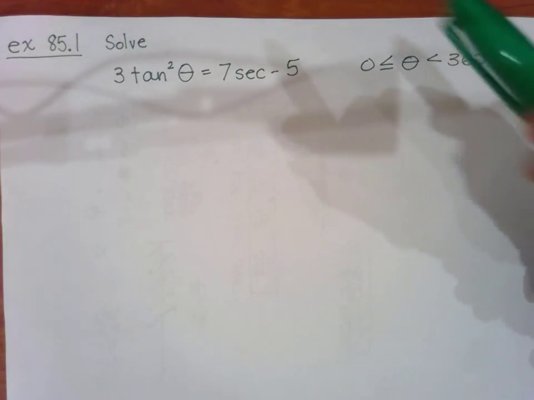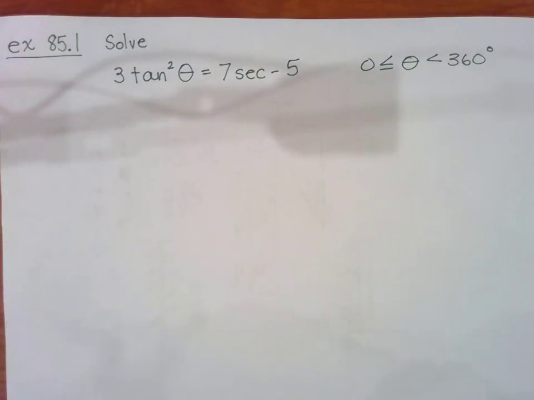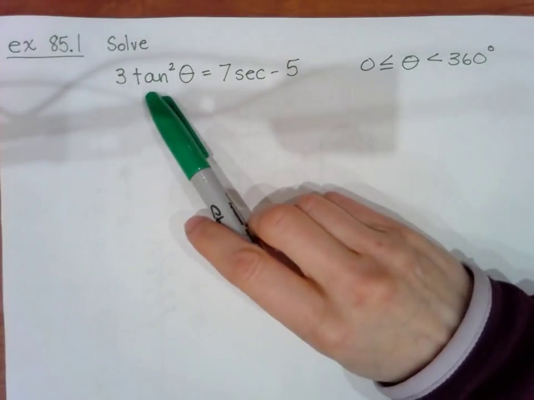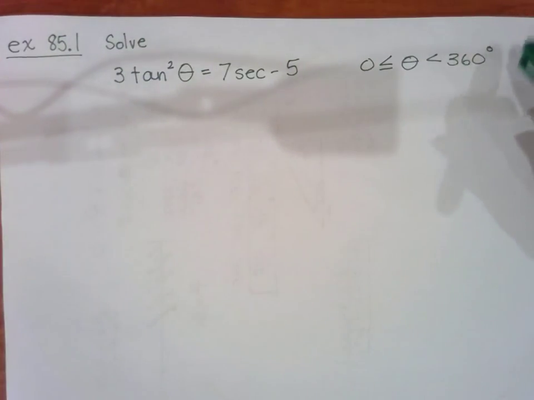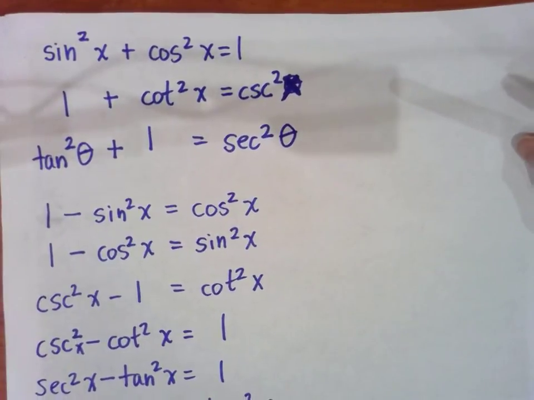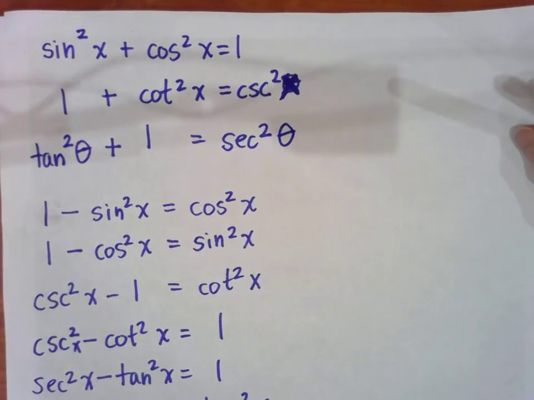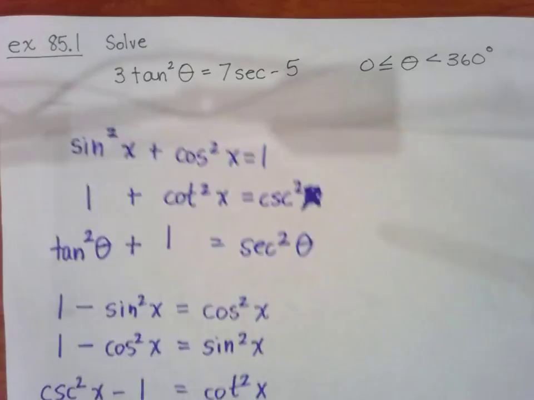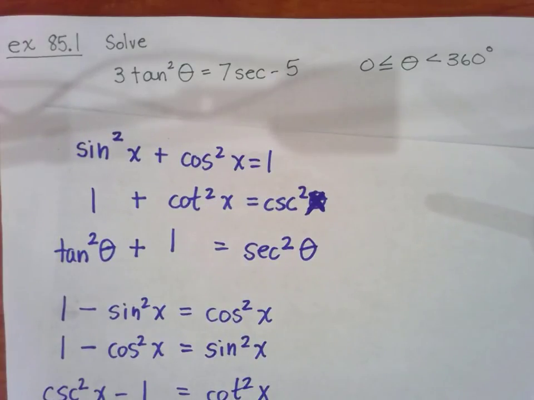Because in the past we've set everything on one side, set it equal to 0, factored it, and then used the zero product property to try to figure out what the angles could be. But since we don't have the same angles here, it's not so easy to factor it. Or is it? If we can just do a little bit of substitution with our trigonometric identities, then maybe we could rewrite it so it can be factored.